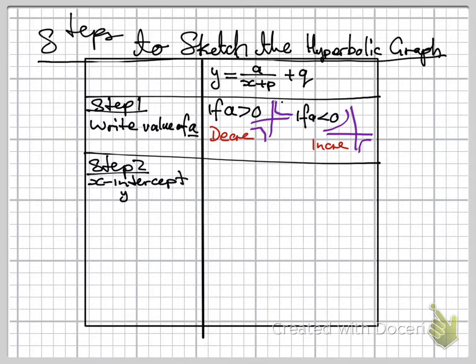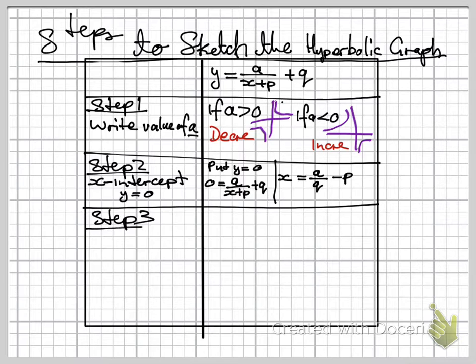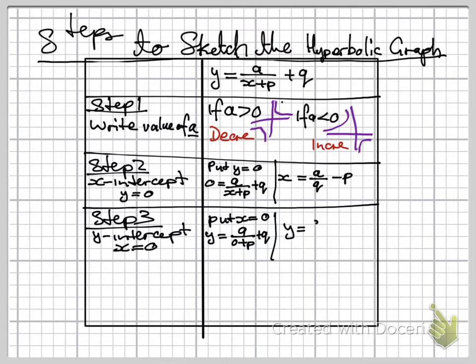Step number 2, you see that we need to find your x-intercept. You put y is equals to 0, and then you solve for x. Your x should be equals to a all over q minus p. Step 3, we find the y-intercept. So your x should be equals to 0. You put x is equals to 0 into the equation and you solve for y. So your y should be equals to a all over p plus q.